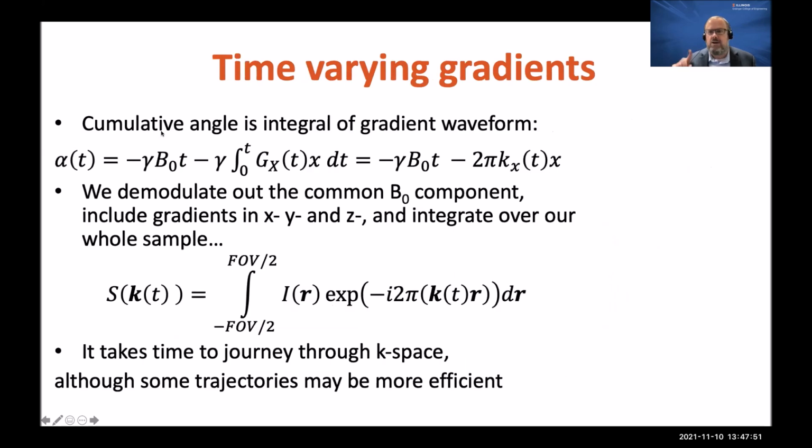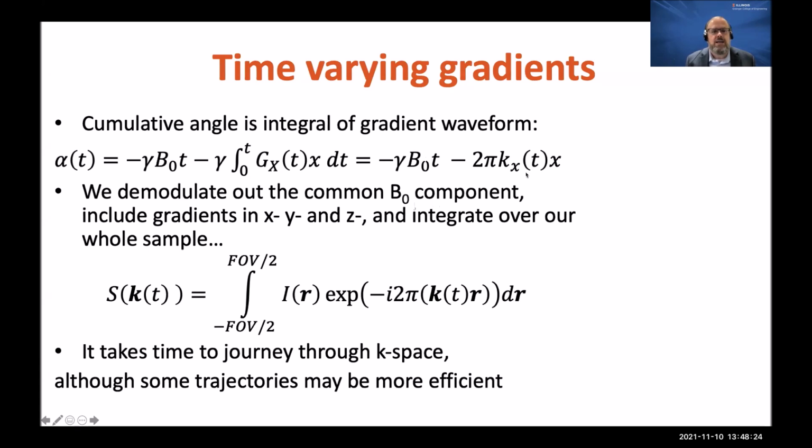So the cumulative angle of those protons spinning around is really how much they've spun in a certain amount of time. So they're spinning at a certain frequency related to our main magnetic field, but then they're also spinning at a frequency related to the gradients that we're applying. And so we can make those gradients have different waveforms. They don't just have to be turned on and off. They can have very different waveforms. And so if we integrate up all the gradients up to a certain point, that tells us how much the cumulative angle has occurred, and that's going to give us our K-space, okay?